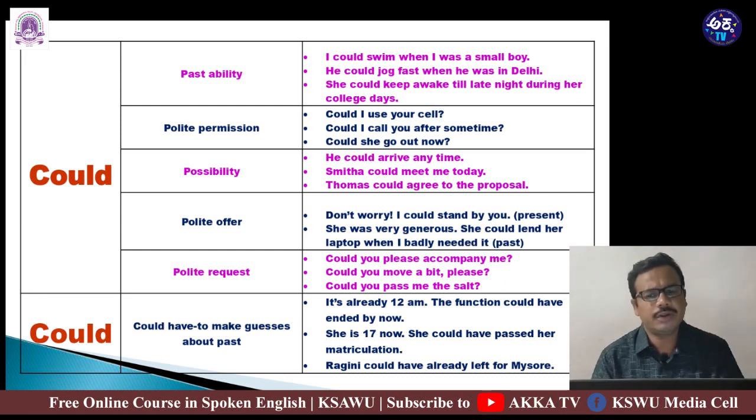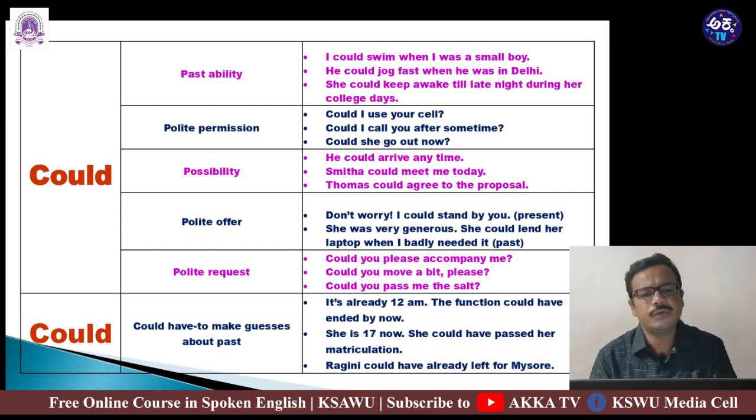Now, she could keep awake till late night during her college days. Now, the reference is made to her college days. Now, she might not be in college. She might have got married, and she might have had children, and she might have had the responsibilities of the family. Right. So, she could keep awake. It was her past ability to keep awake during her college days. Now, she cannot keep awake.